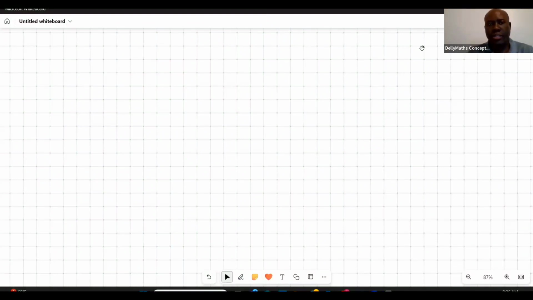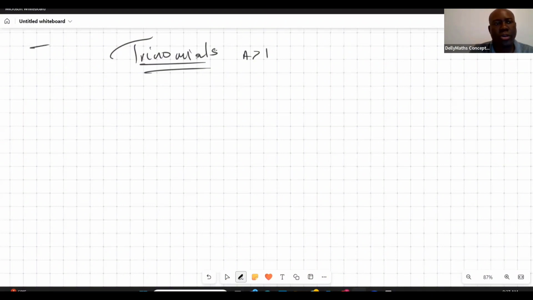What I'm going to be looking at today is how do we factor trinomials easily? We want to factor trinomials when a is greater than 1. So we're looking at factoring this.